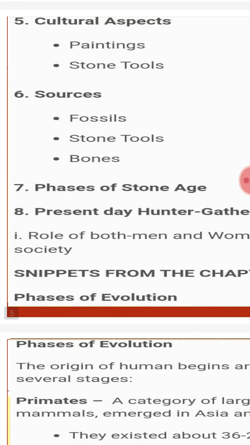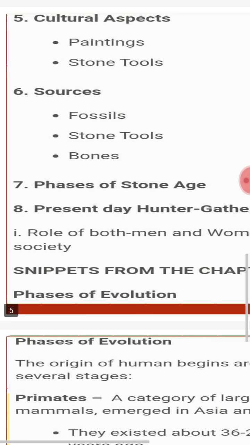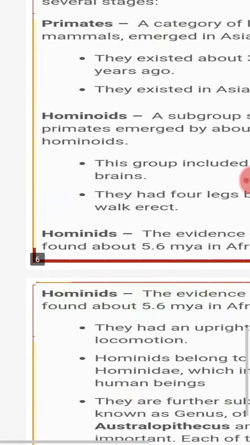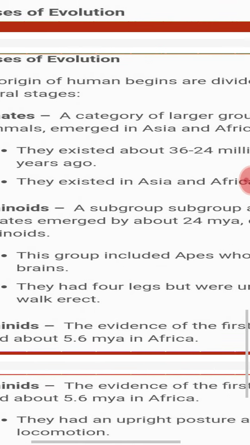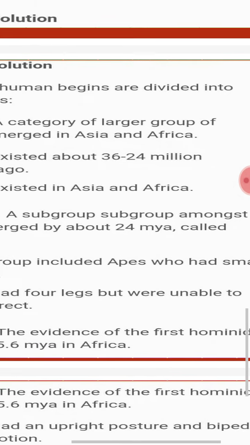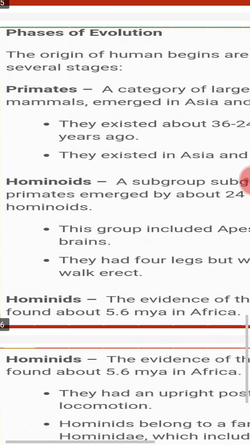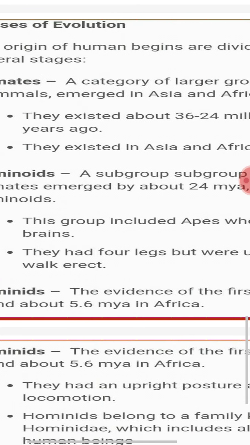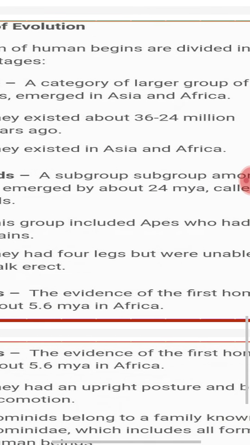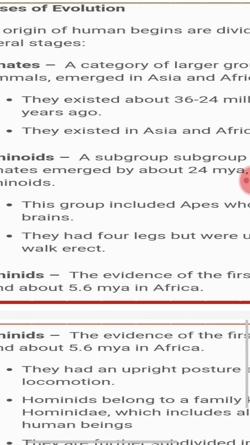With the passage of time, there is a change in the structure of the fossils which we found from different parts of the world. A category of a large group of mammals emerged in Asia and Africa. The time period of these fossils is 36 to 24 million years ago.